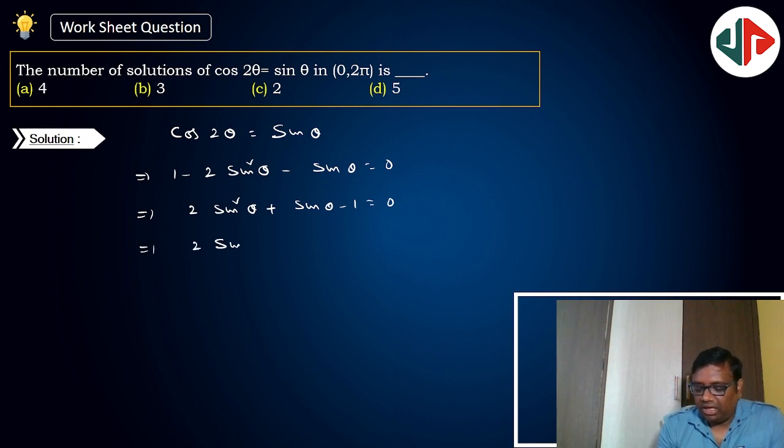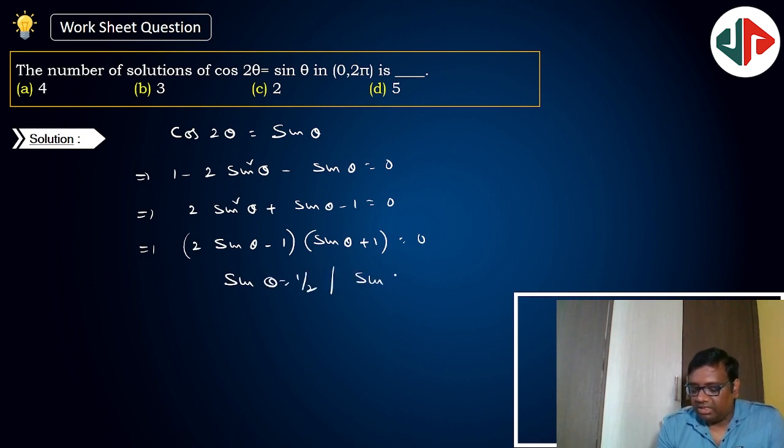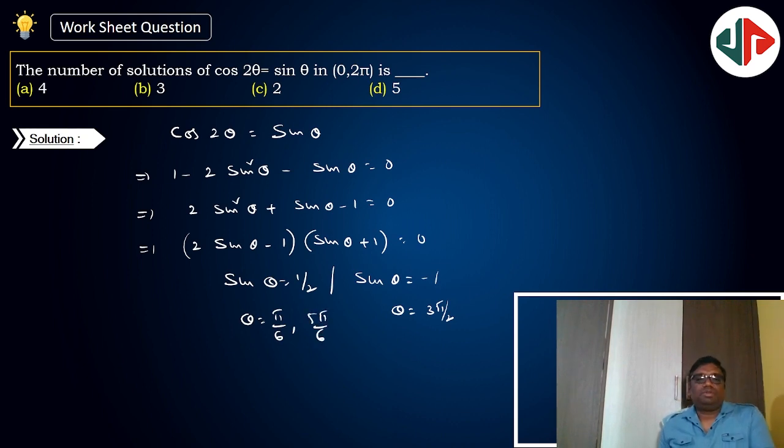So if you factorize, sin theta is equal to 1 by 2 or sin theta is equal to minus 1. So theta is equal to 3 pi by 2, 1 value, and theta is equal to pi by 6, 5 pi by 6. How many values will satisfy 0 to 2 pi? 3 values will satisfy.